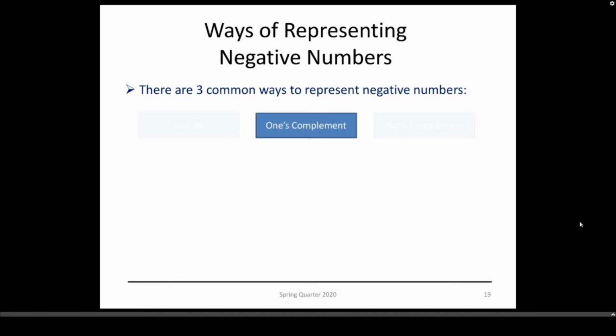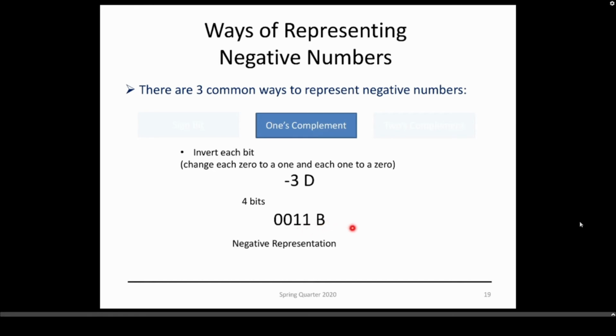When I go to 1's complement, it's slightly different. What you're going to do is invert each bit. So if you have a 0 it becomes a 1, if you have a 1 it becomes a 0. So let's go over this example. I have the number minus 3. I write the positive number, which is 3. And now I want to represent the negative of this. What I do is I flip the bits. Where I have a 1 it becomes a 0. Where I have a 0 it becomes a 1. And this is the 1's complement.